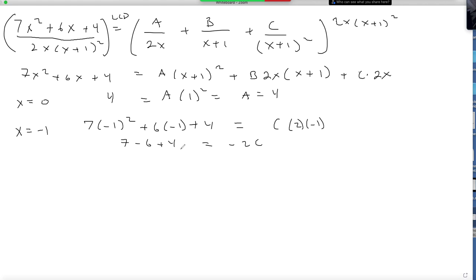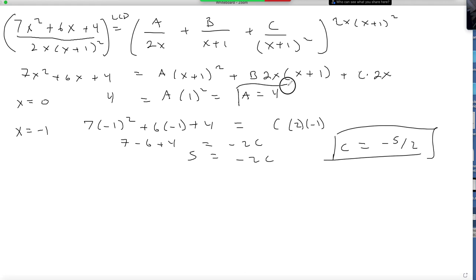And 7 minus 6 would be 1, so that would be 5 equals negative 2c, and then c equals, bringing that over, we'd have 5 halves negative. Just going to double check, yep, that's good. And then lastly, now I'm out of zeros, but I know that c is negative 5 halves, and I know a is 4, so I can just make up an easy value for x. I'm going to let x equal 1 because that's the easiest thing I can think of.